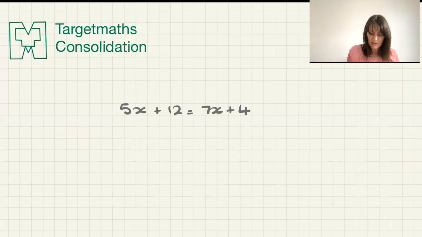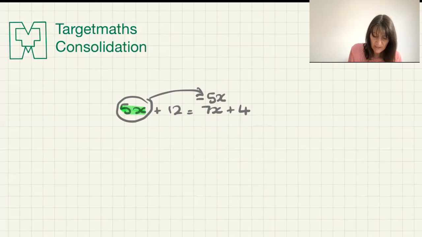Okay, so it's an equation, so I know it's the hopping method, but I've got x's on both sides, so I need to remember to look for the smaller set of x's, which in this case is the 5x, and hop that to join the other x's. The 5 is positive on that side, so it's going to land as minus 5x. So when I tidy this up, I've got my 12 left. I've got 7x minus 5x, which is 2x plus the 4.